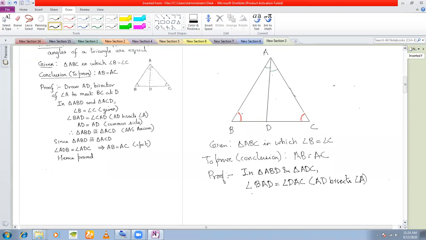Next, the red angles are equal. That means angle ABD is equal to angle ACD because this is given to you. And also AD is equal to AD.